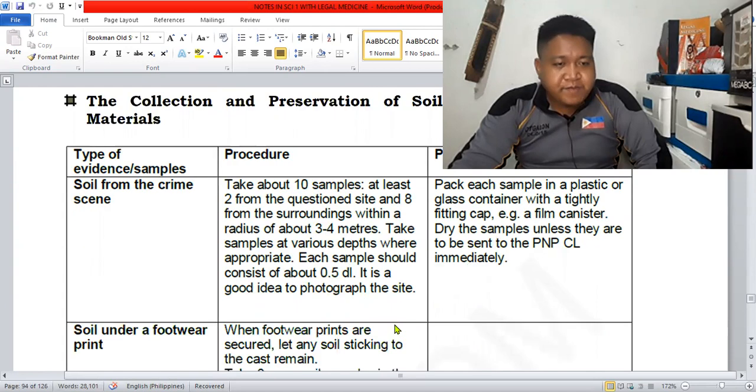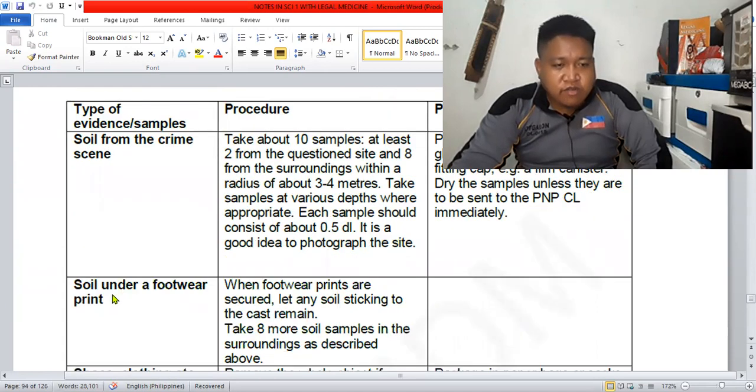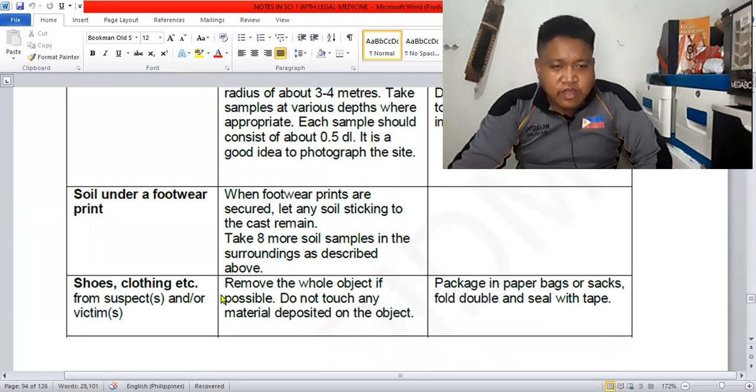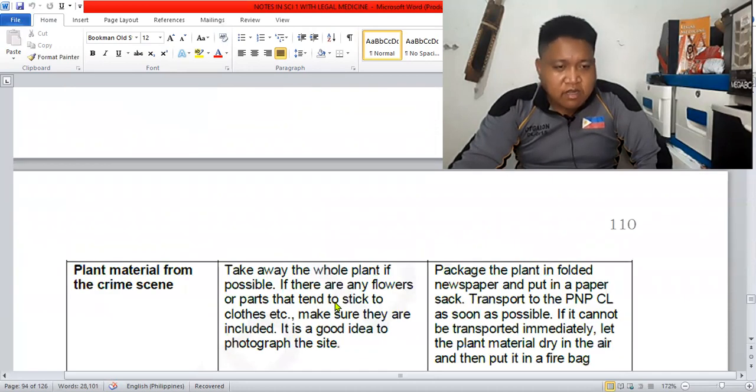Pakibasa na lang yun. Soil under a footwear print. When footwear prints are secured, let the soil sticking to the cast remain. Shoes, clothing, remove the whole object if possible. Do not touch any material. Ibasa na lang yan.